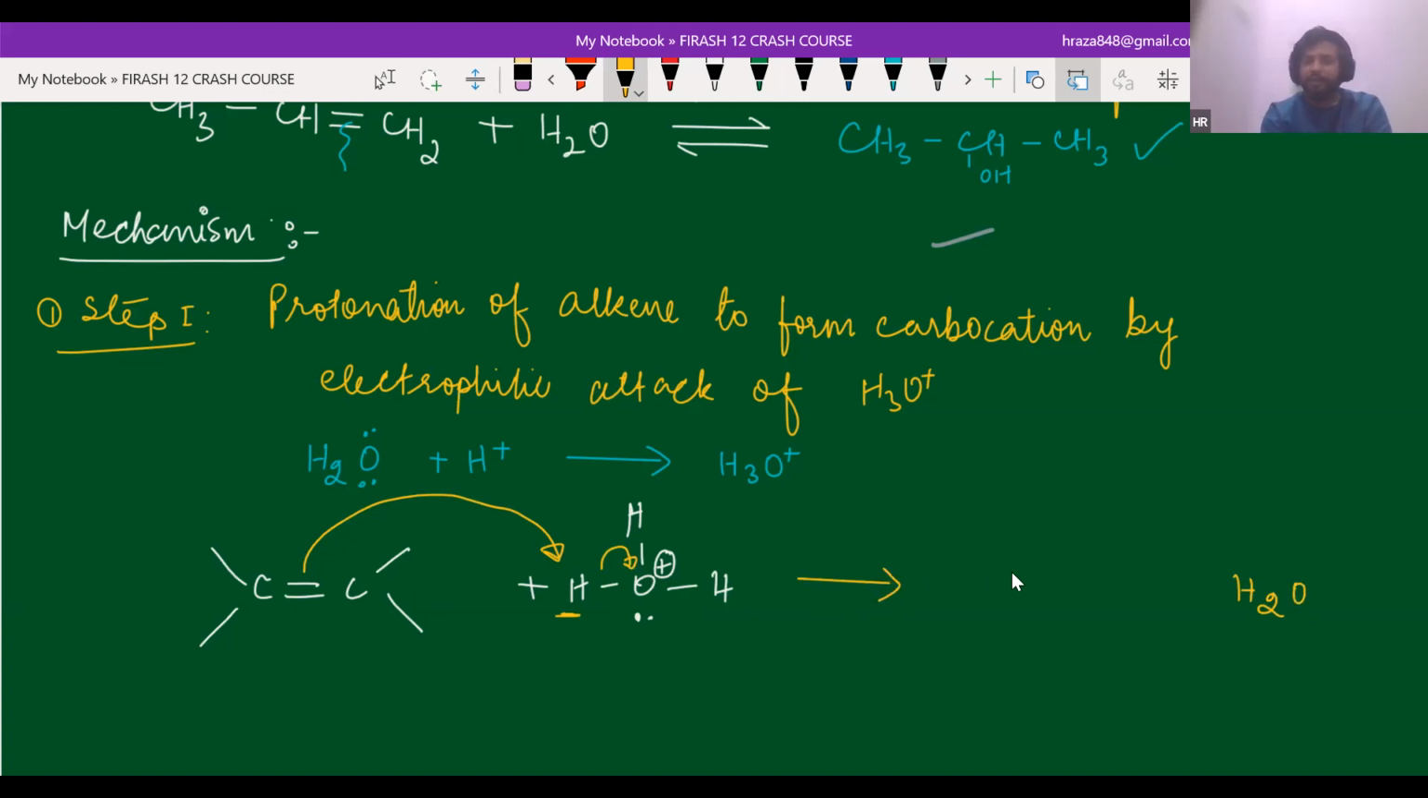Now this attacks on this carbon. As you can see, double bond was there. Now it will be single bond and it will be like this and this. And on one of the carbon, hydrogen will go and on another carbon, there will be formation of carbocation.